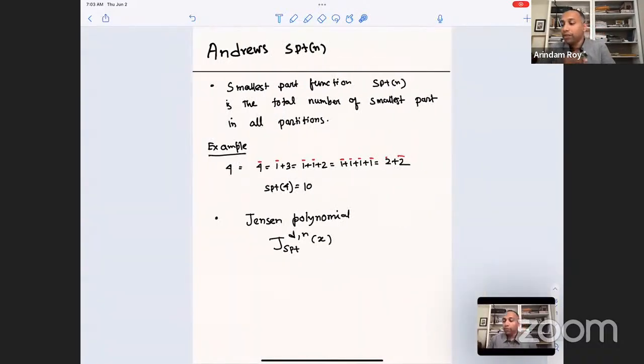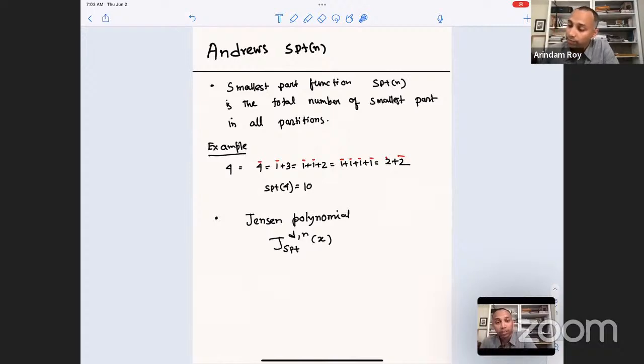Now, another result I want to mention, also related to the study in this area, is Andrews' smallest parts function. And what is Andrews' smallest parts function? You take all partitions of a given integer n, but here you count the smallest part in each partition. So you count the total number of smallest parts in each partition.